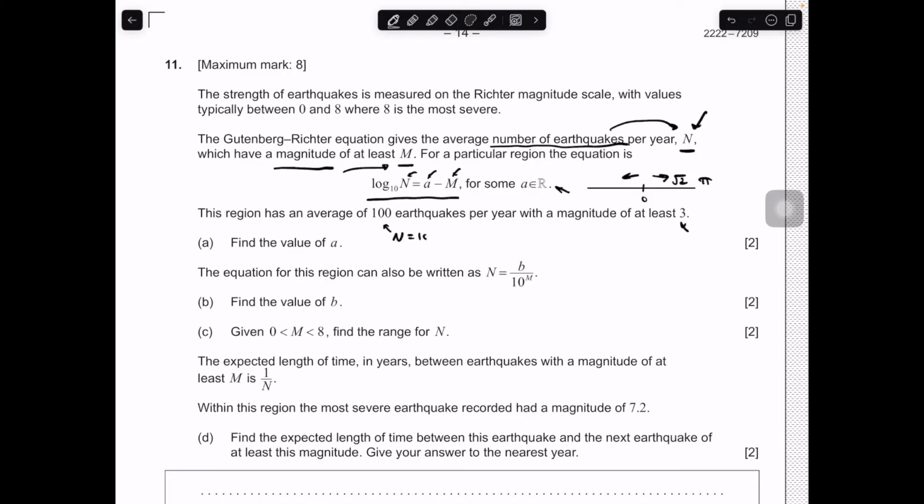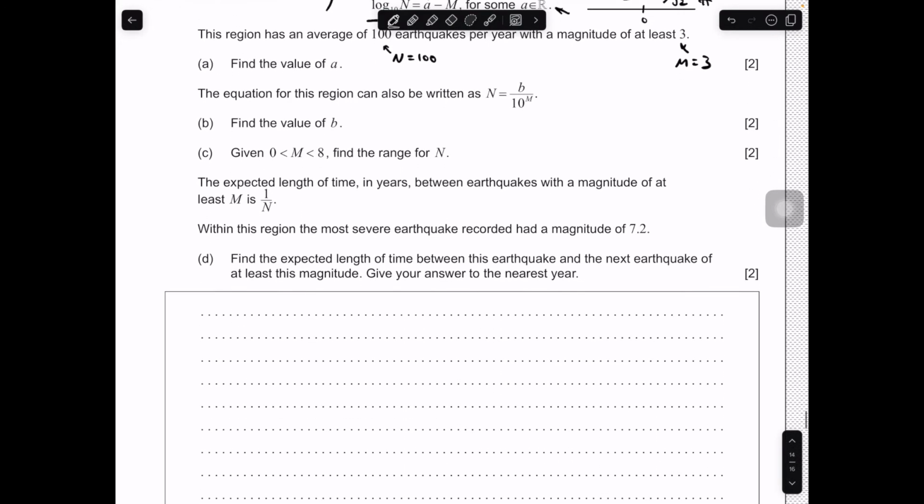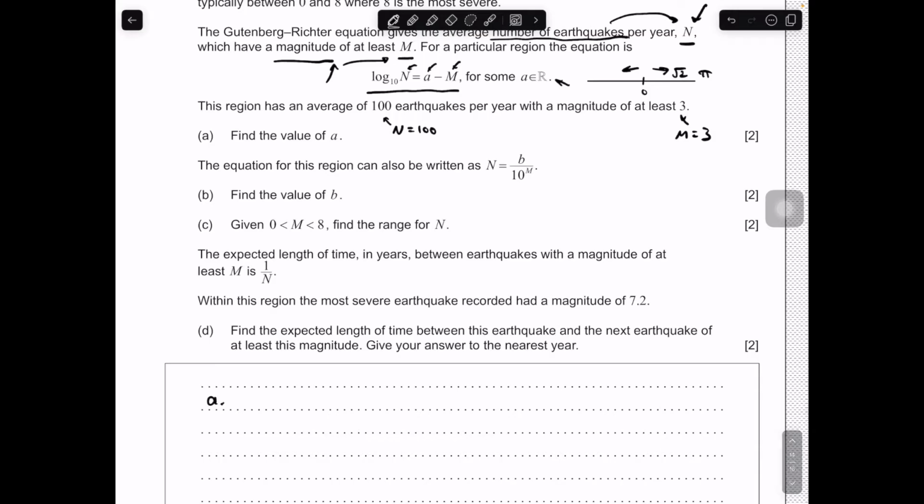So we know n is equal to 100, and with a magnitude of at least 3, so which have a magnitude of at least m. So in this case, we know that m is equal to 3. So for finding the value of a, I'll just put part a here.